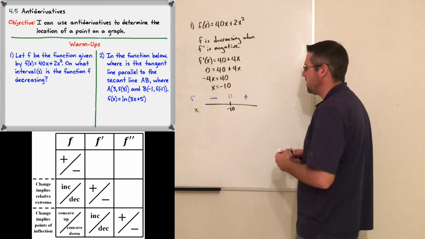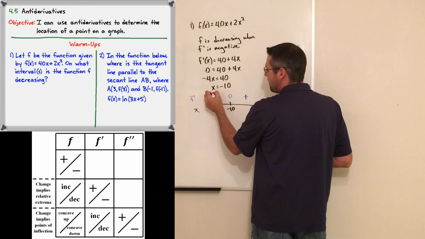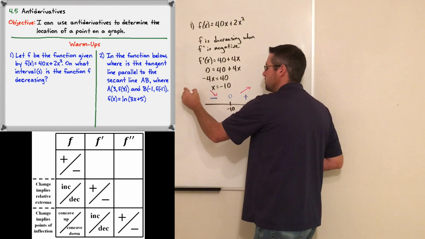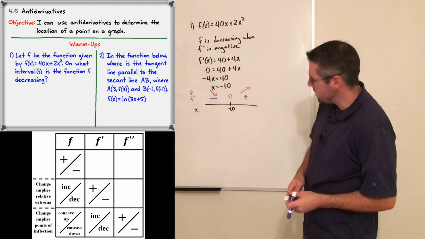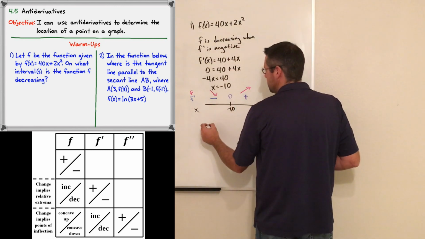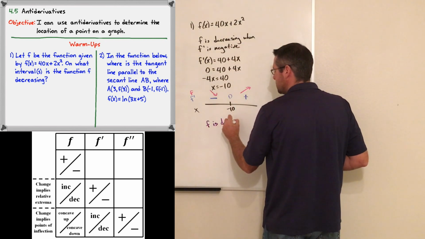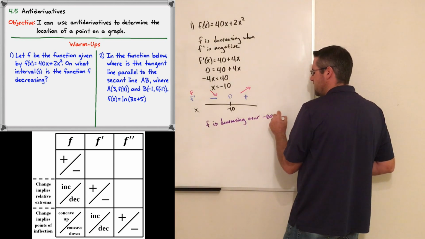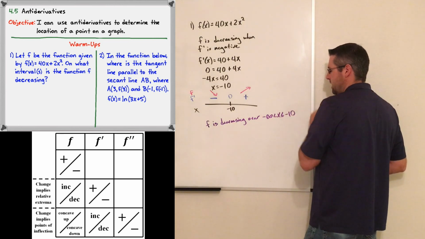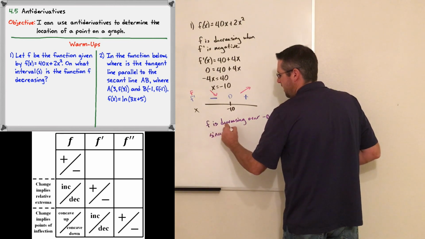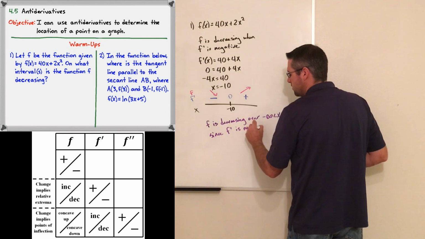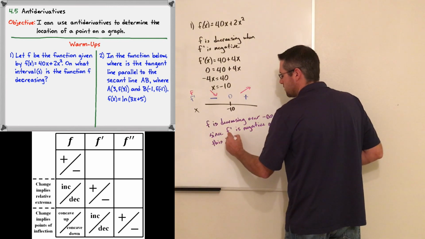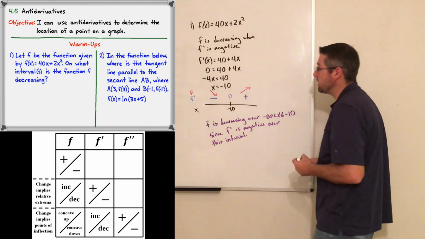And so now we can conclude, if f prime is negative, f is going to be decreasing, and if f prime is positive, f is going to be increasing. So that's what's happening with the f function. So we can conclude now that f is decreasing over the interval negative infinity less than x less than or equal to negative 10, since f prime is negative over this interval. Okay, so there's our answer for number one.